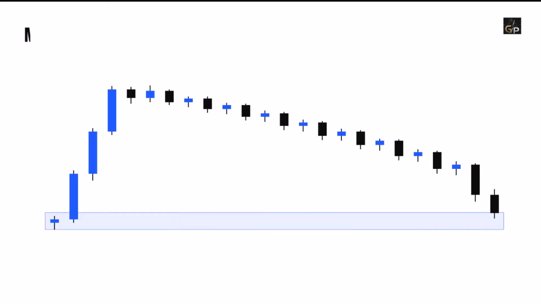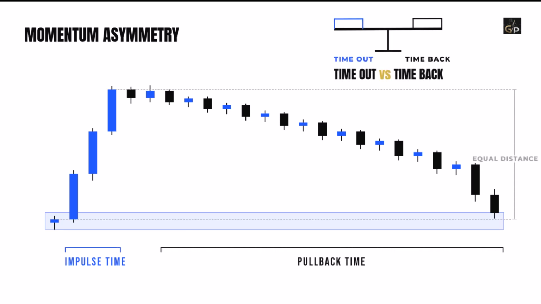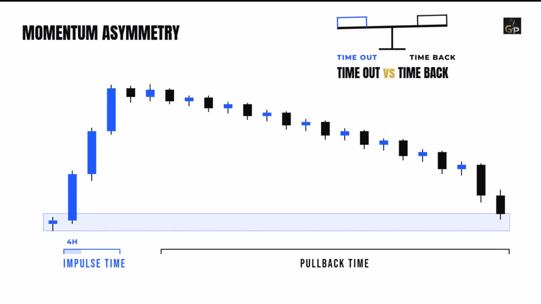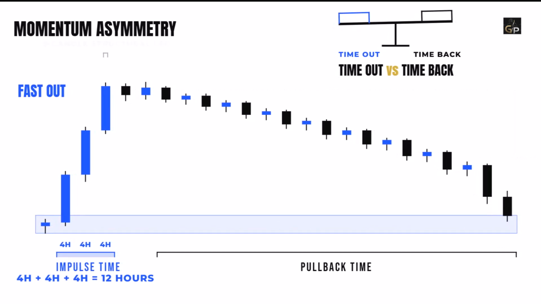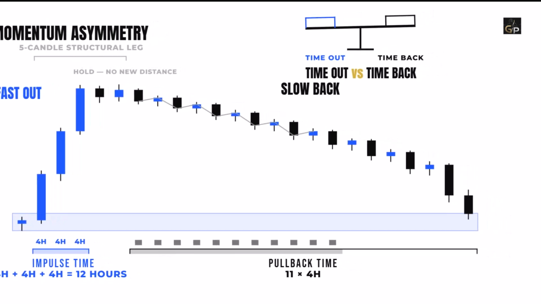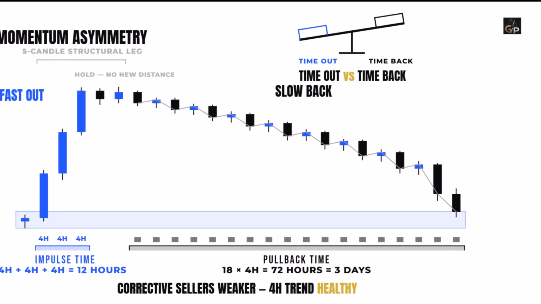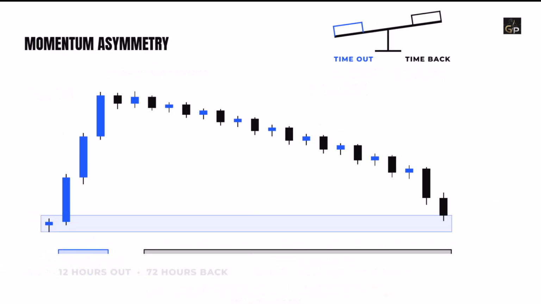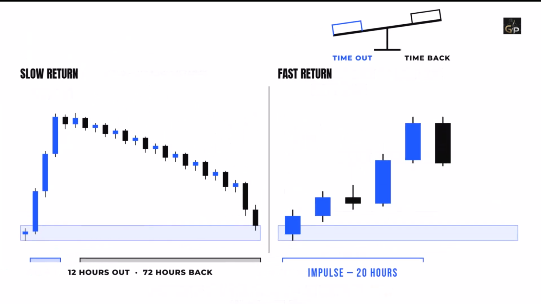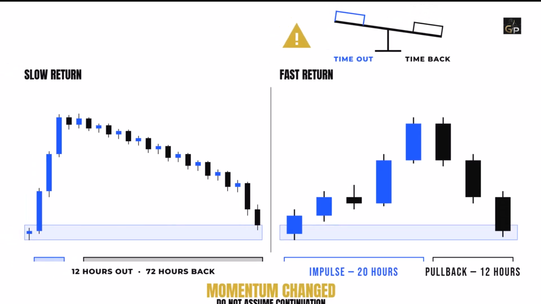While you're on this chart, also read the momentum asymmetry, a habit worth building and one very few traders bother with. Compare how long the impulse took against how long the pullback has taken. If price covered that ground in 12 hours and has spent the last 3 days grinding slowly back into the zone, the sellers doing the pulling back are visibly weaker than the buyers who created the impulse, and the trend is in good health. If the pullback is moving faster than the impulse did, something has changed, and you should be considerably more careful about assuming continuation.